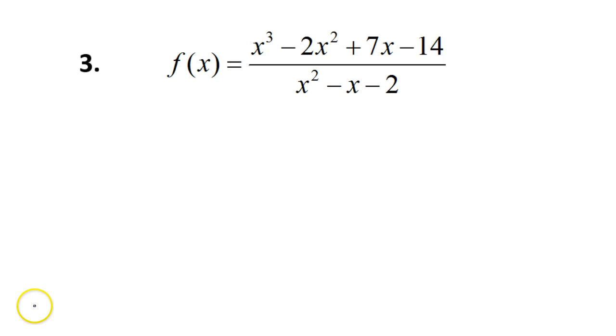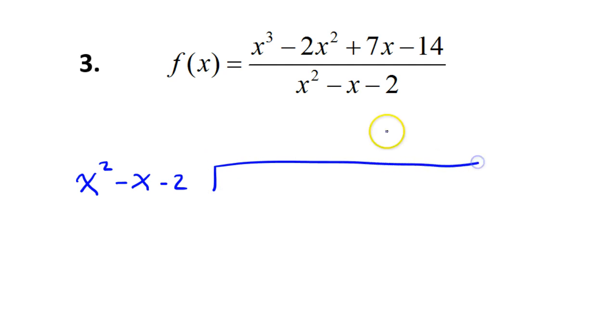What do you want to do first? Should I find the slant asymptote first, or try to factor and find holes first? All right, I think I'll find the slant asymptote first. So to find the slant asymptote, you're going to do long division. So I've got x squared minus x minus 2, and in here I've got x to the 3rd power minus 2x squared plus 7x minus 14. 3, 2, 1, 0. Nothing's missing.